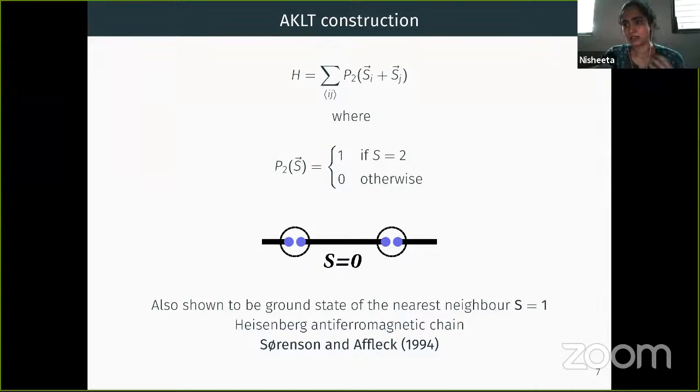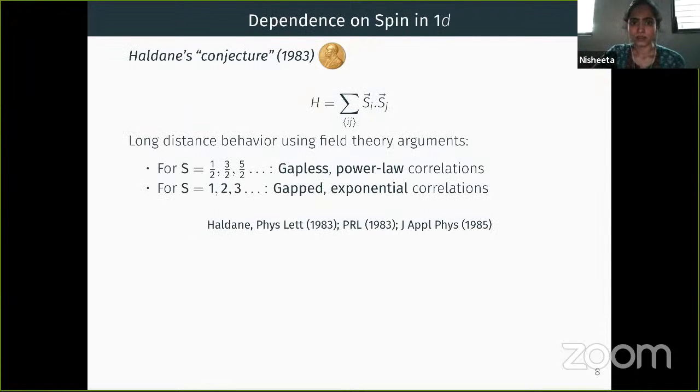So these were some examples of exact solutions. There have also been some field theory predictions. For example, Haldane gave a field theory prediction for spin chains, and he also got the Nobel Prize for his work on spin chains. So he predicted the long distance behavior.